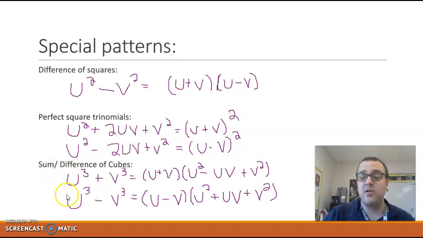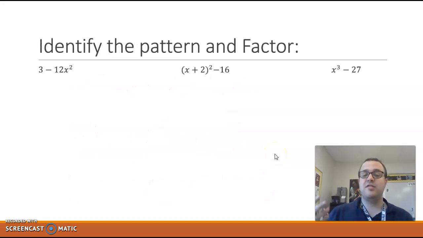Last but not least, when we're dealing with a cubic, this one's called a difference and sum of cubes. If I see 2 terms, again a binomial, that are perfect cubes being added or subtracted, this is the factor pattern that they're going to go into. Again, we'll look at one of these in a moment here, all right? Let's look and see how they work. So we're going to first identify the pattern, and then we're going to go ahead and factor.